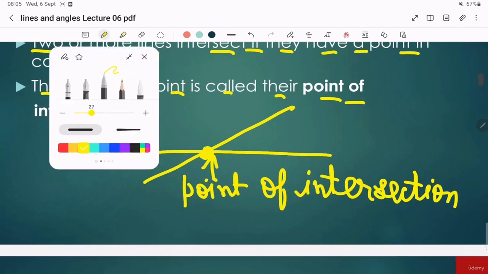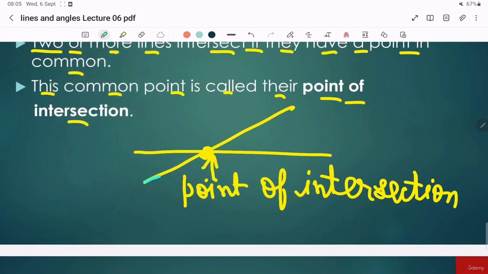Because this point is on this line also, and this point is also on this line. So this common point is called point of intersection. These two lines are intersecting.